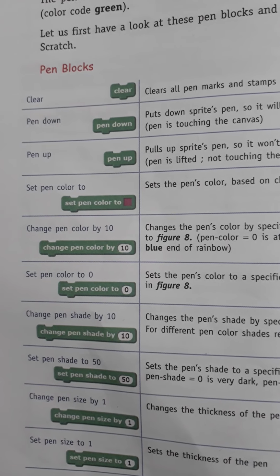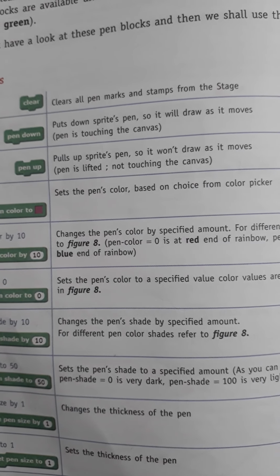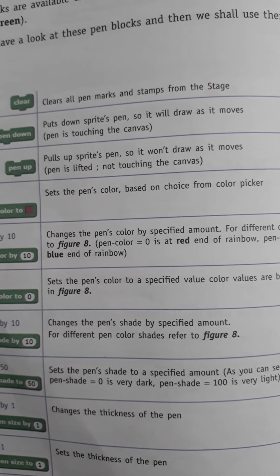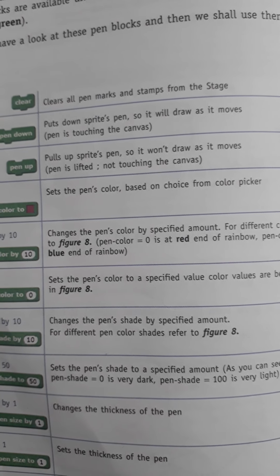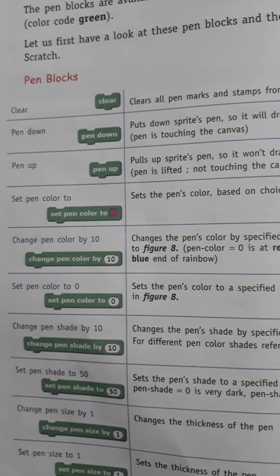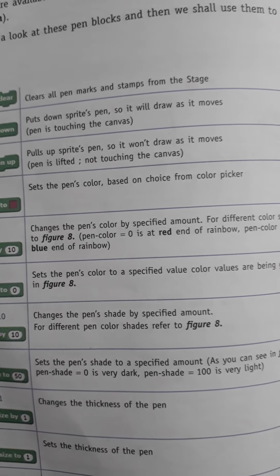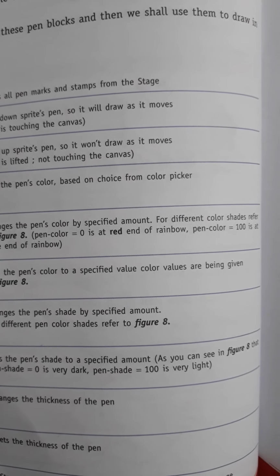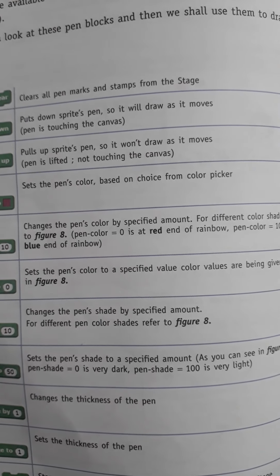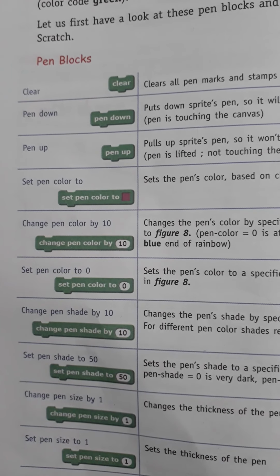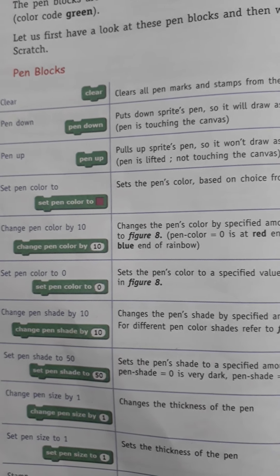Change pen shade by 10 changes the pen's shade by a specified amount. For different pen color shades, refer to figure 8. Set pen shade to sets the pen's shade to a specified amount. As you can see in figure 8, pen shade 0 is very dark and pen shade 100 is very light.